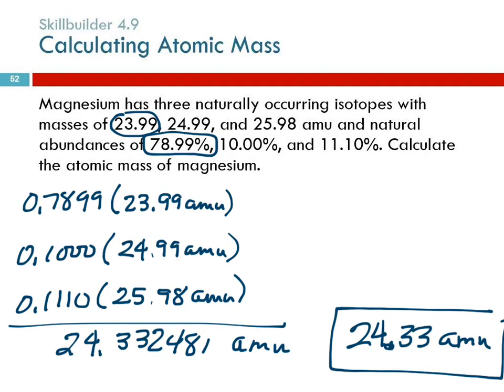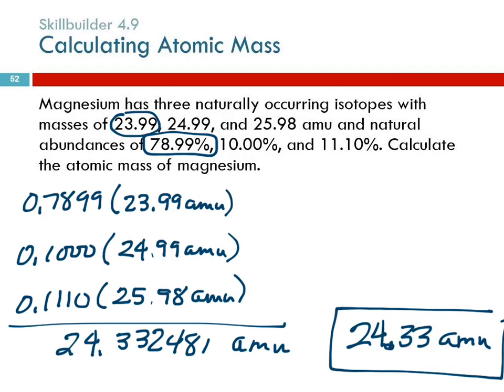Any questions? Yeah. So, those numbers for the magnesium, those are isotopes? Or where did we get those numbers, the 23.99, 24.99? This sort of information would have to be given to you. You're not going to be able to pull it off the periodic table. They'll have to give you the percent abundances. They'll have to give you the mass of each isotope.